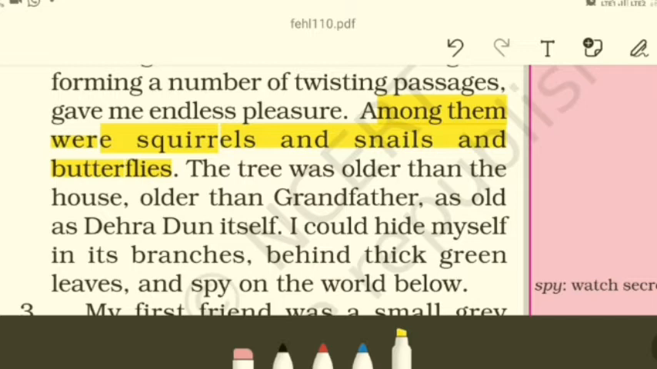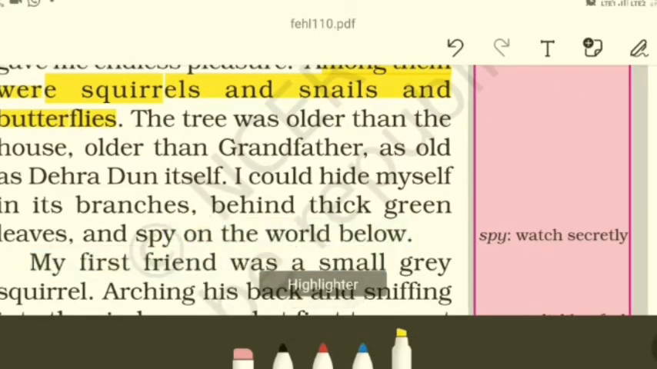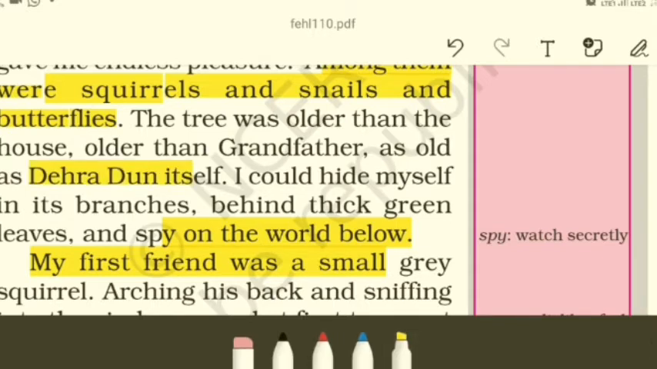The tree was older than the house, older than grandfather, as old as Dehradun itself. I could hide myself in its branches behind thick green leaves and spy on the world below. So this is what the writer is saying. It was a very old tree. It was even older than the house or his grandfather, and for that matter it was as old as Dehradun, this wonderful hill station. So the boy used to find great pleasure climbing on the branches of the banyan tree and then observing the town through the tree. He used to feel like a spy who was keeping an eye on the world. You know spy, right?